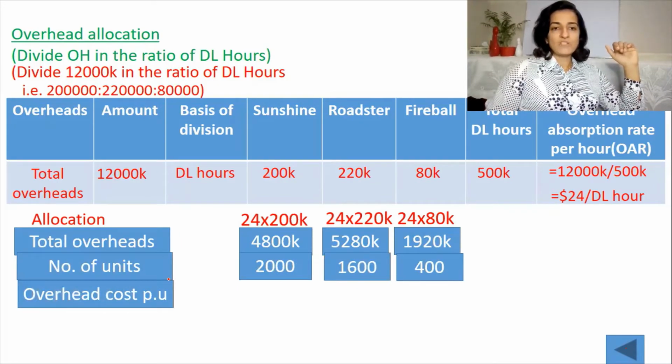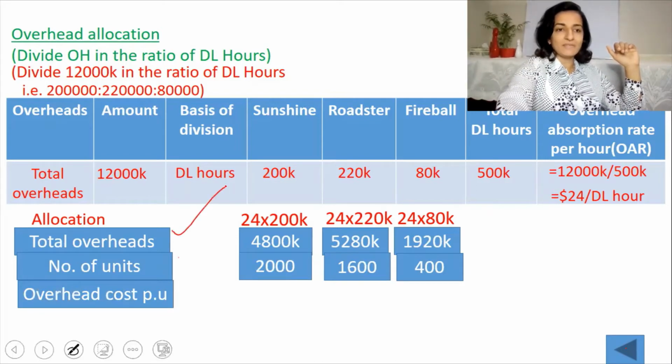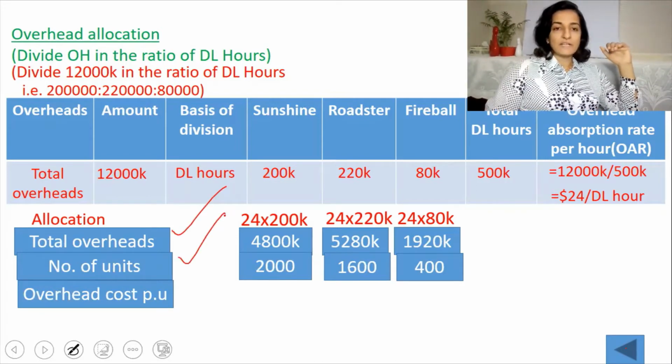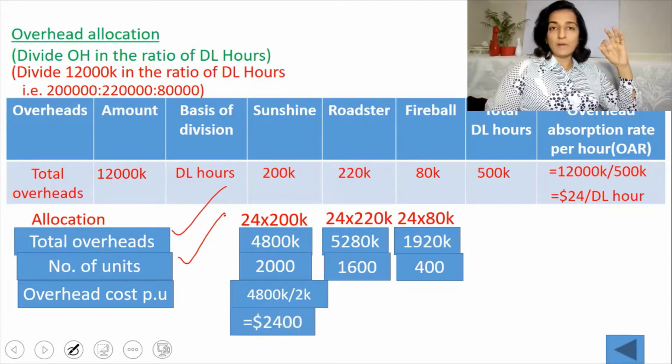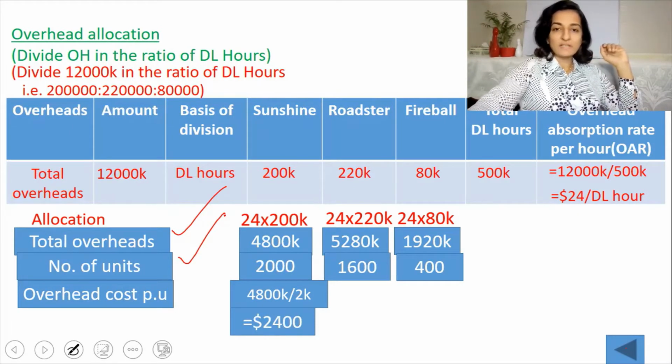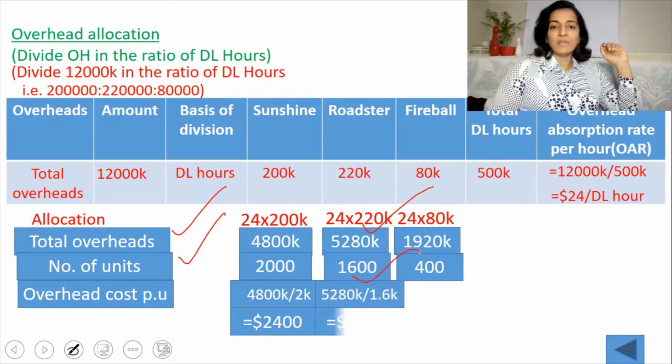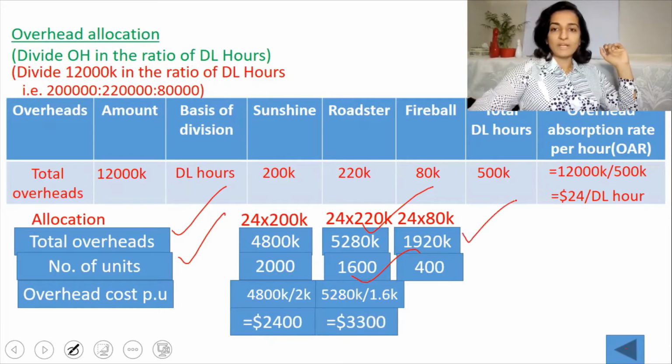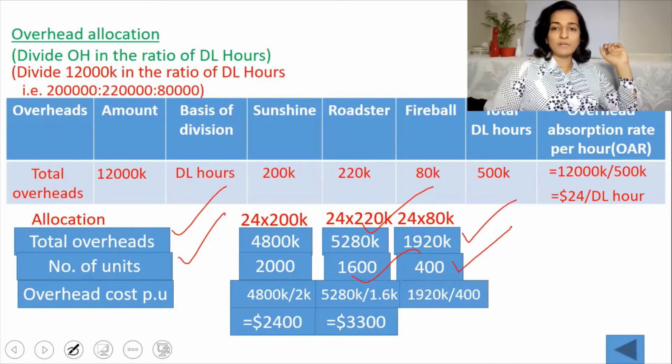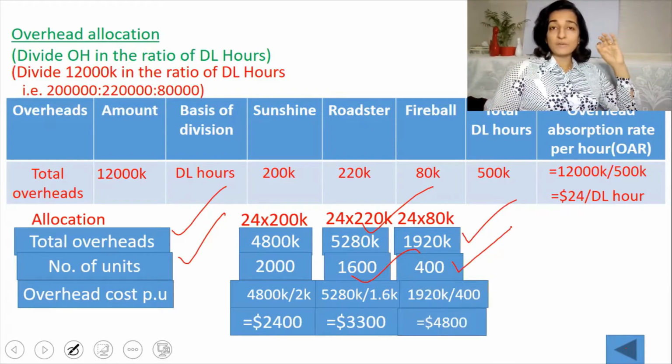And what is the overhead cost per unit? It is the total overheads divided by number of units. So for Sunshine, it is 4.8 million divided by 2,000 units, giving an amount of $2,400 per unit. And for Roadster, it is 5.28 million divided by 1,600 units, giving an amount of $3,300. And for Fireball, it is 1.92 million divided by 400 units, giving an amount of $4,800 per unit. So we have arrived at the overhead cost per unit.